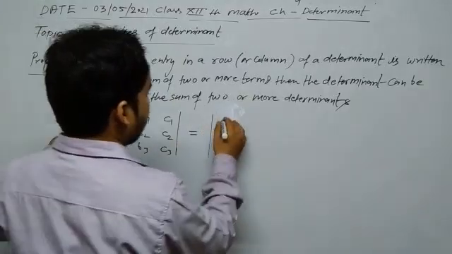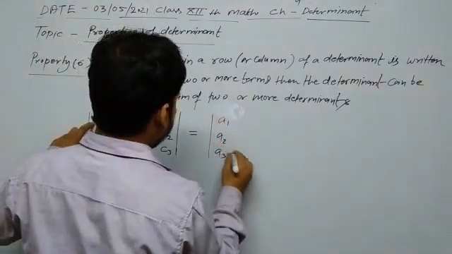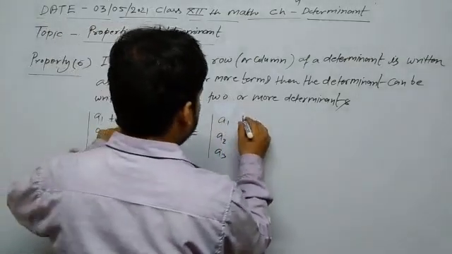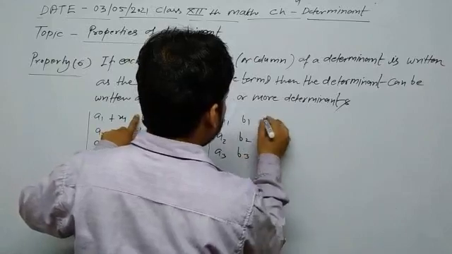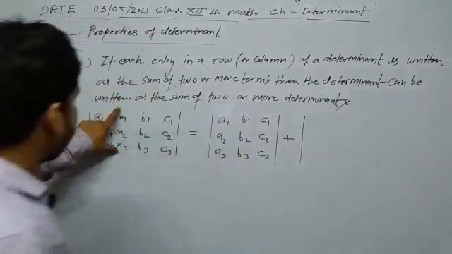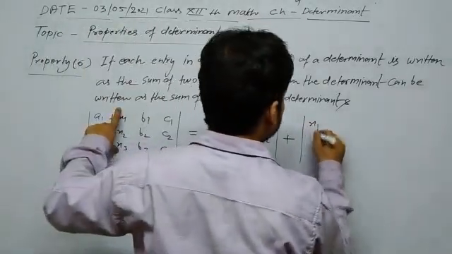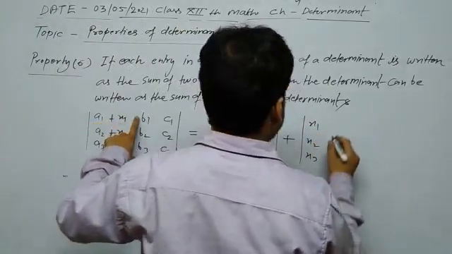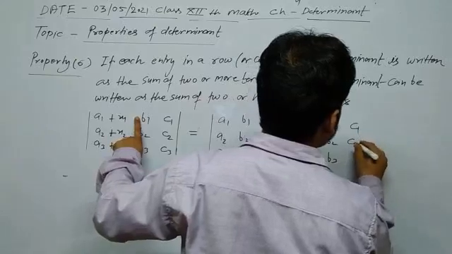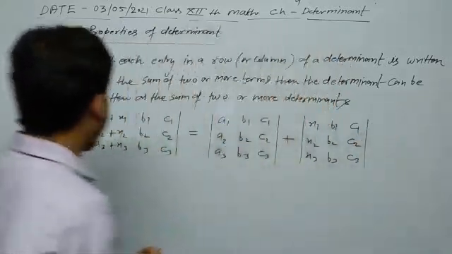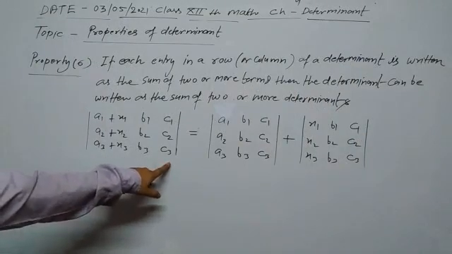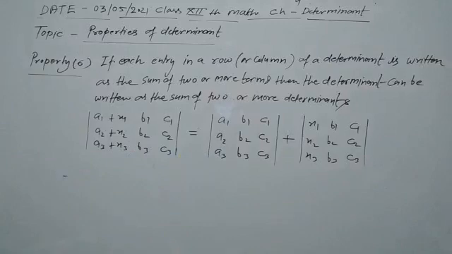And how can you write it? A1, A2, A3, copy B1, B2, B3, copy C1, C2, C3, plus now the second element x1, x2, x3 in the column, b1, b2, b3, c1, c2, c3. Which means the single determinant can be written as a sum of two or more determinants.